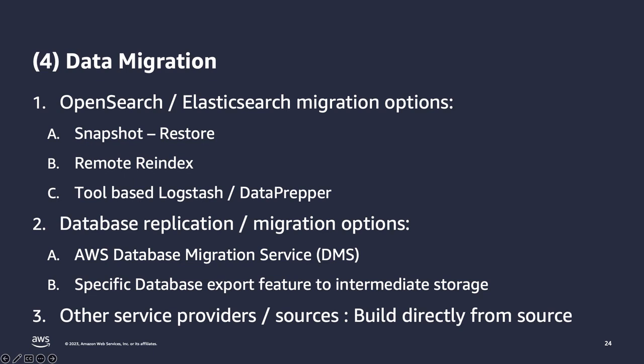With other service providers or sources that are not supported by an existing tool, customers can build directly from the source using custom code that will read from the source and then write into Amazon OpenSearch, or again, use an intermediate buffer such as Amazon S3.